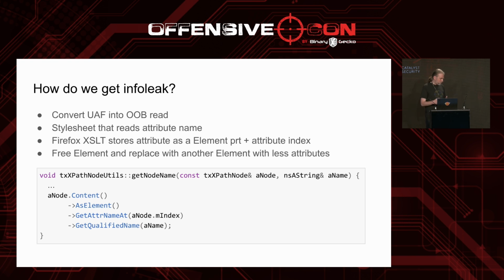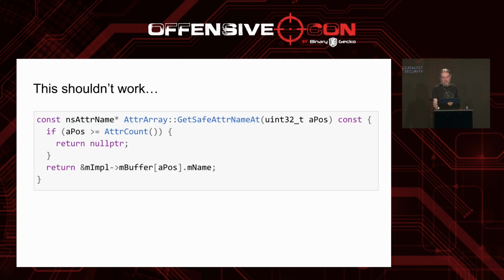So then what you can think is, if you have a use after free scenario, you could free the element and then get it replaced with another element, but the other element has fewer attributes, and then if you try to access an attribute at an index which is now stale, that index is going to be out of bounds. So that gives you an out of bounds read, which you can use for various things, such as, for example, to read an attribute name out of bounds. So this was the idea, except there was a problem with that idea.